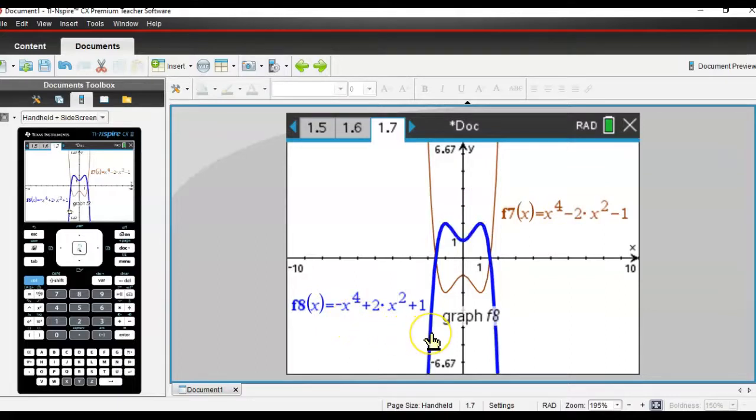What are the ends doing there? Both going down. So now what do you think is the difference between these? Why, if both ends are going the same direction, for this equation, why are they going up, versus for this equation, why are they going down? Did you catch it? Did you see it?